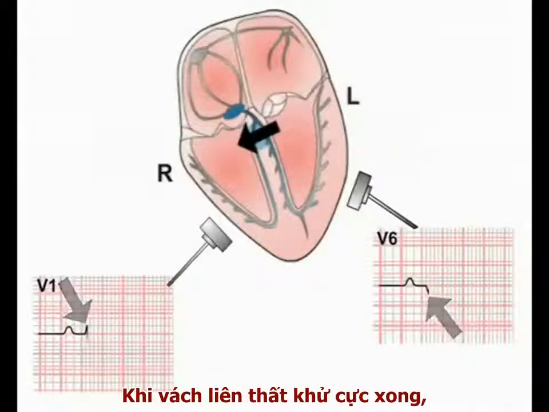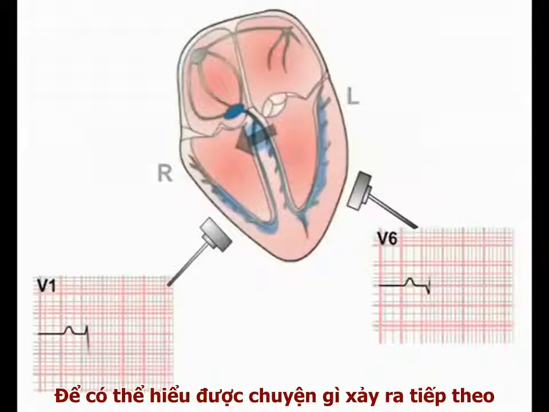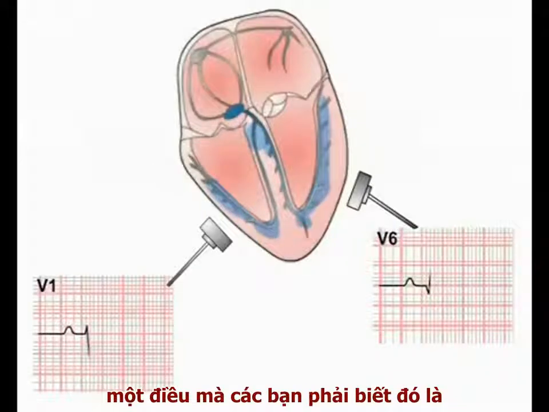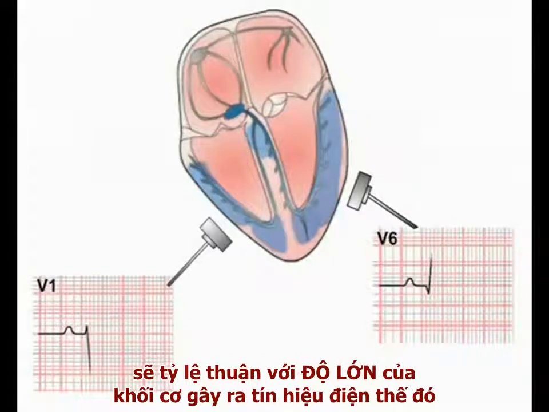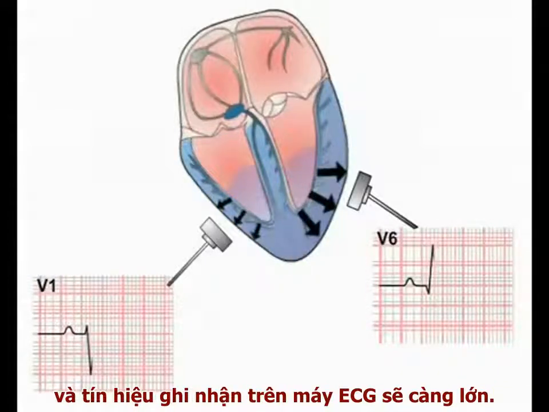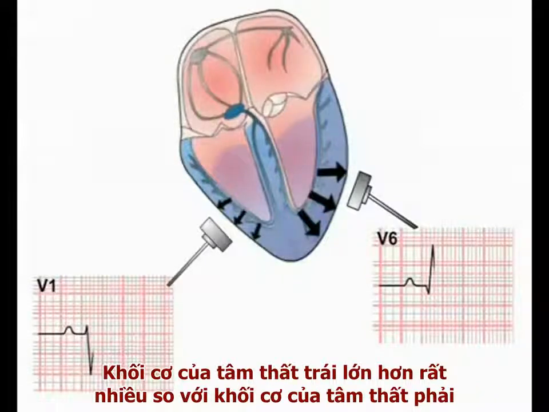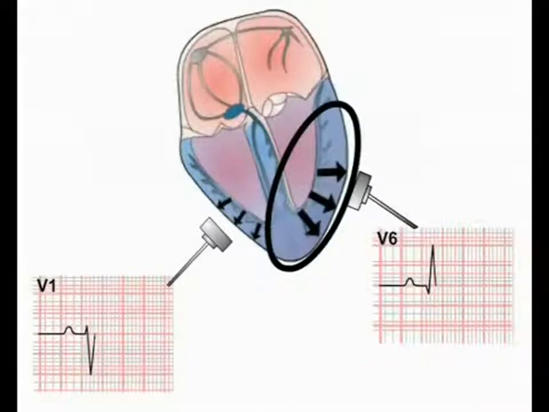As the septum continues to depolarize, the depolarization wave spreads out over the muscle mass of the ventricles. To understand what happens next in the recordings, it is important to realize that the magnitude of the electrical signal generated by depolarizing muscle is directly proportional to the mass of muscle generating it. What this means is that the more muscle present, the more electrical signal generated, and the more signal the ECG machine detects. The left ventricle has a much greater muscle mass than the right, and so dominates the electrical signal of ventricular depolarization in all leads.